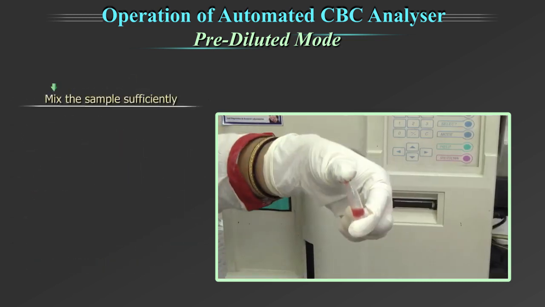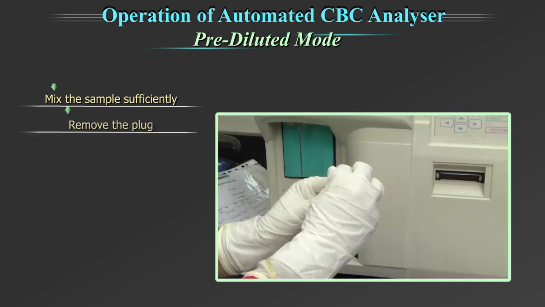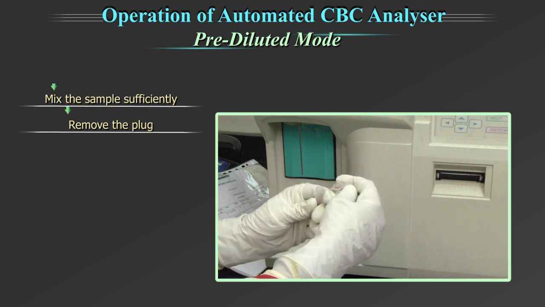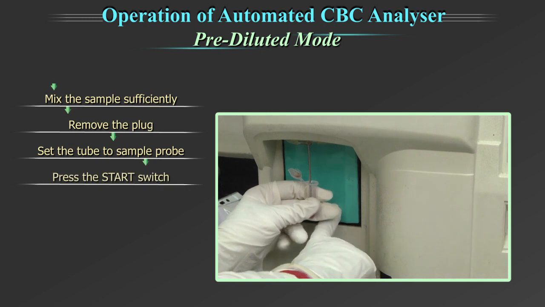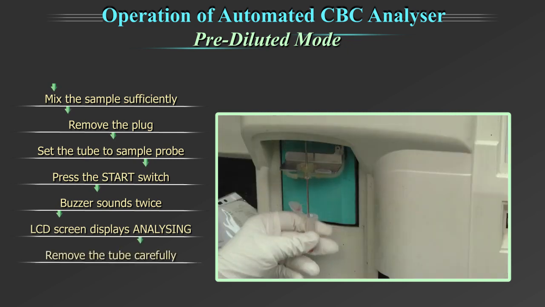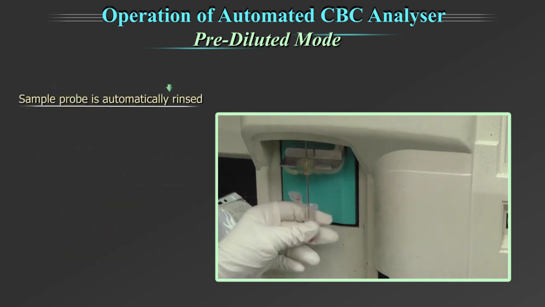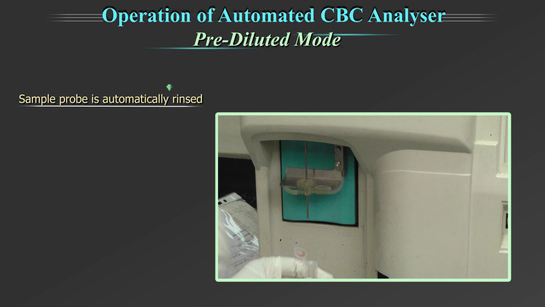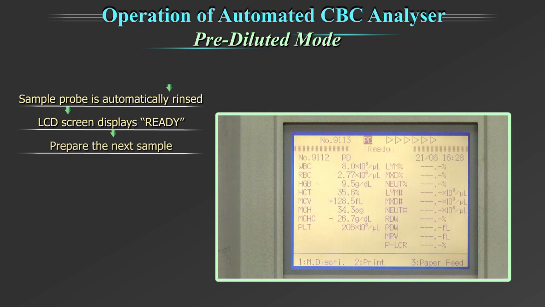Mix the sample sufficiently by gently inverting the tube 8 to 10 times. Remove the plug, taking care not to scatter the blood. Set the tube to sample probe and press the start switch. The buzzer sounds twice, and when the screen displays analyzing, remove the tube carefully by lowering it straight down. The sample probe is automatically rinsed, so there is no need to wipe it clean. When the screen displays ready, prepare the next sample and repeat the procedure.